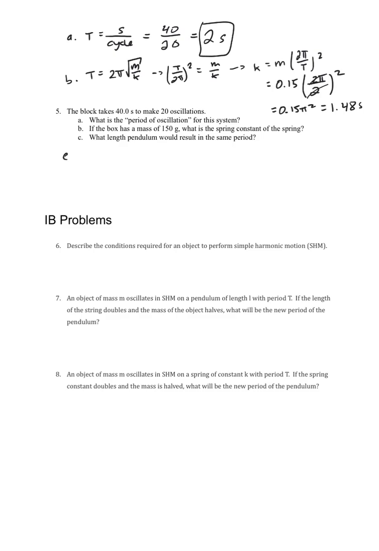Finally, for part C, we want to figure out what length pendulum would result in the same period. We know that T is equal to 2 pi times the square root of L over g for a pendulum, and we want our pendulum's period to be 2 seconds. So, solving for length, we get that length is equal to T over 2 pi quantity squared times little g. Thus, our length is equal to 2, since that is the period that we want our pendulum to have, divided by 2 pi, again quantity squared, times g.